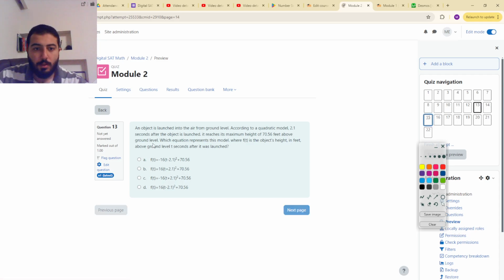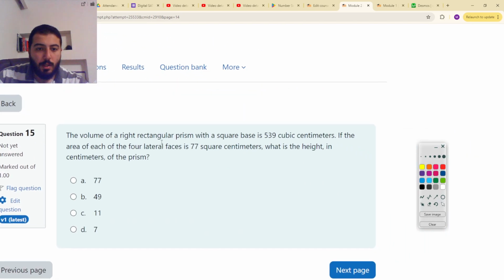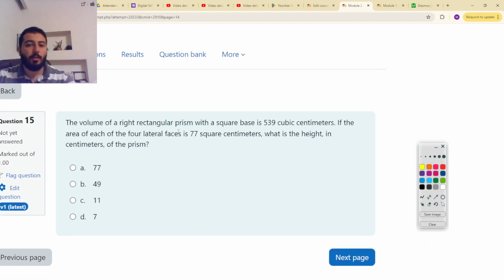Question 15. The volume of a right rectangular prism with a square base is 539 cubic centimeters. If the area of each of the four lateral faces is 77 square centimeters.